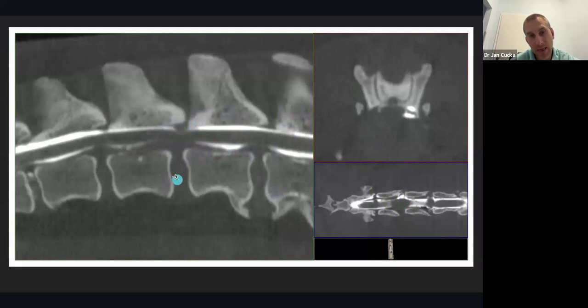In this case, it was also very interesting that if you look at the other intervertebral spaces, so here and here, there are no huge differences between those 3 spaces. And on the myelo, there is a huge compression, and the dog was paretic. So this was causing that problem.